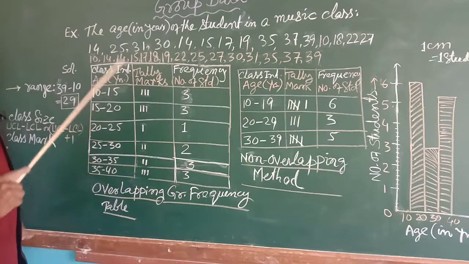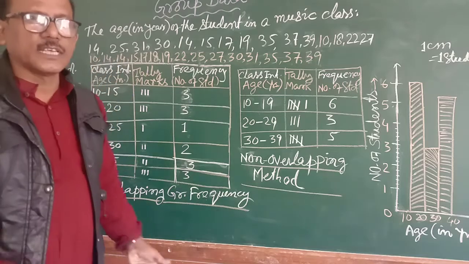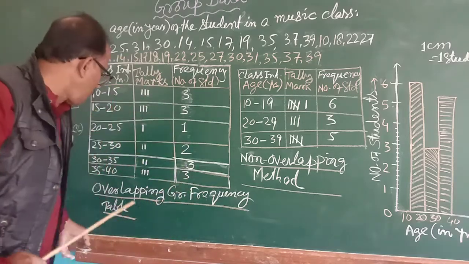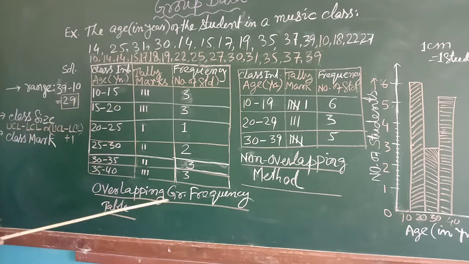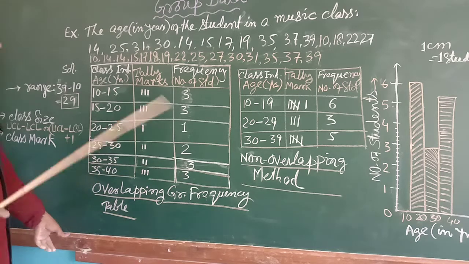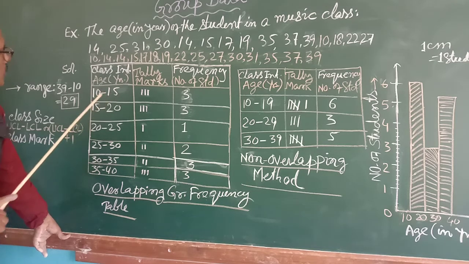What have you made? So from 10 to 15, how many are there? Between 10 to 15 years of age, how many are there? The class size will be the upper class limit minus the lower class limit of a non-overlapping group frequency. What is the overlapping group frequency? Here you have made the 10 to 15 age group. See, here is also 15, and here is also 15. So in which group will 15 years come?